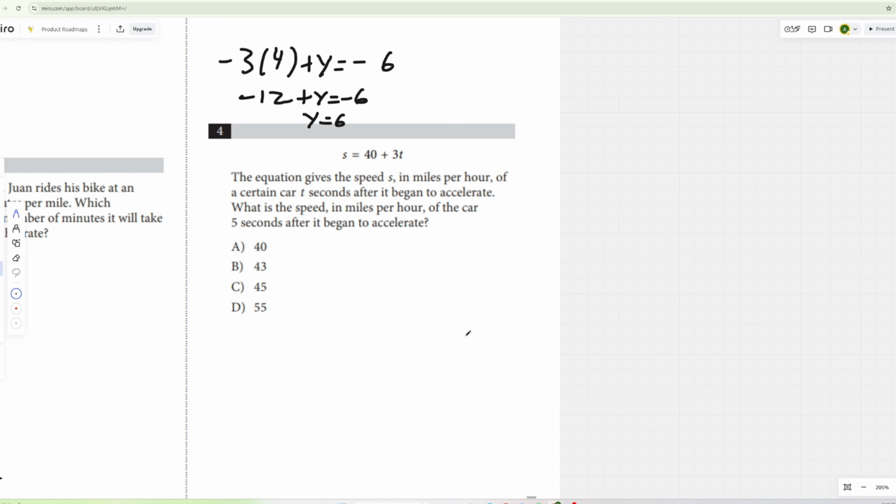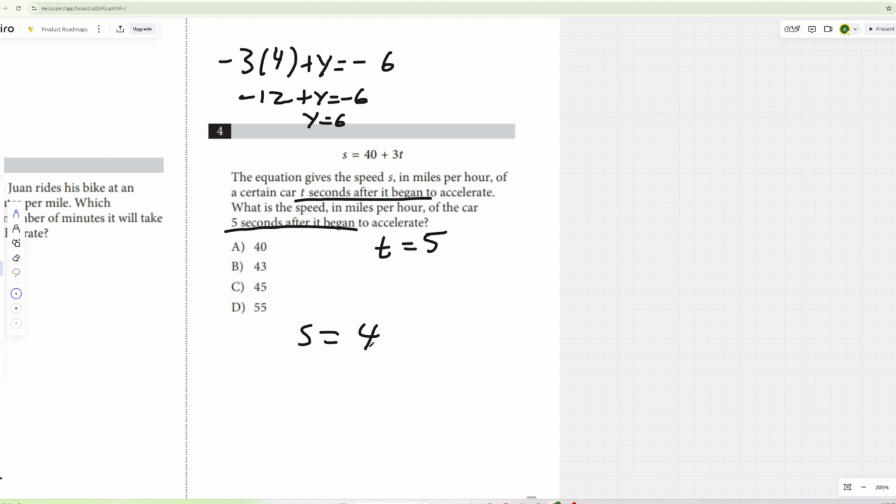Number 4. The equation gives the speed s in miles per hour of a certain car t seconds after it begins to accelerate. What is the speed in miles per hour of the car 5 seconds after it began to accelerate? Well, t represents the seconds after it began to accelerate, and they tell us t equals 5. We don't have to assume anything.